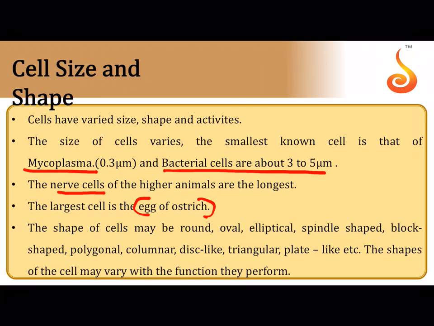Nerve cell is considered to be the longest in humans, and if you take a typical RBC for that matter, it has a size of about 7 micrometer in comparison to a bacterial cell, which is about 3 to 5 micrometer in size.